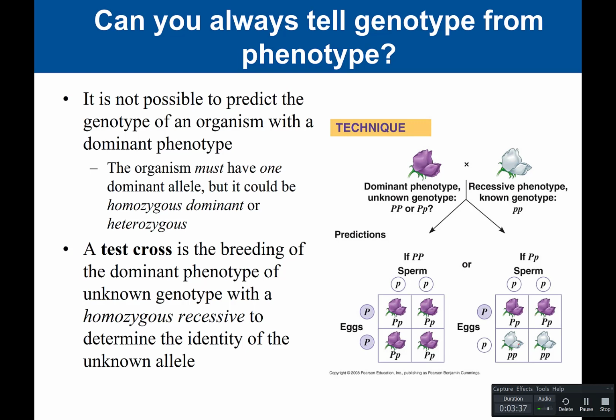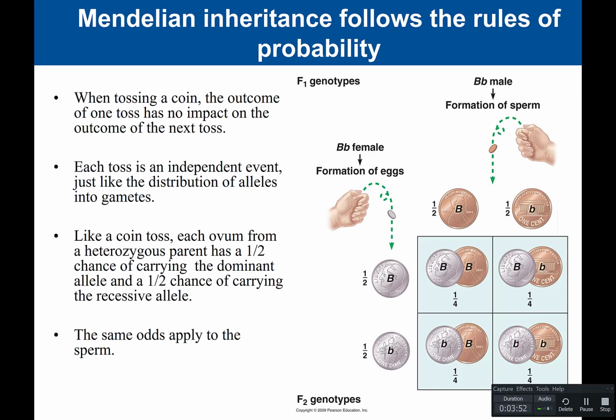So in humans, obviously we can't do a test cross. We can't tell people to mate with somebody else. But we can trace it through family trees to try and figure out those unknown genotypes. Mendelian inheritance follows the rules of probability.